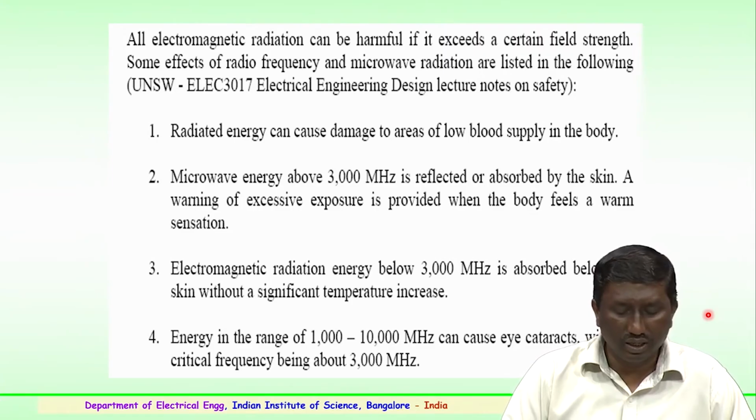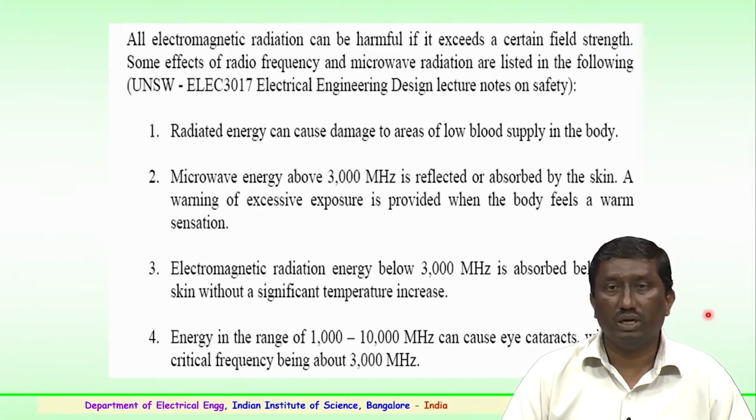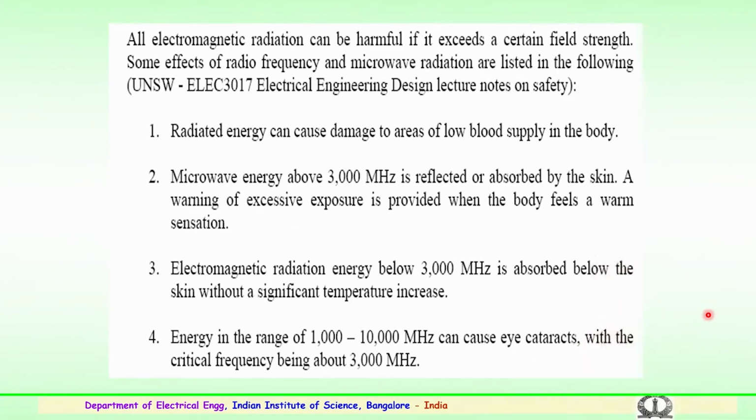It is said that electromagnetic radiation energy below 3000 megahertz is absorbed below the skin without a significant temperature increase. So, if it is below 3000 megahertz, not much of an issue. If the energy is in the range of 1000 to 10,000 megahertz, it could cause eye cataract. So, the problems for the eye, with the critical frequency being above 3000 megahertz, are of concern particularly for the frequency range of 1000 to 10,000 megahertz.